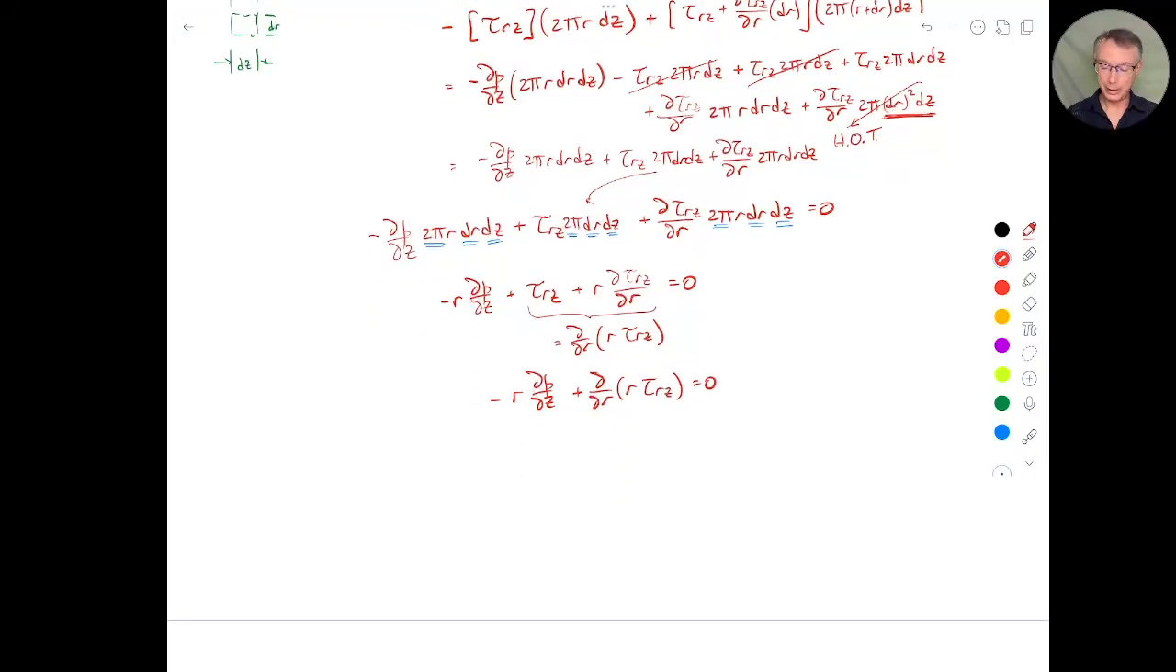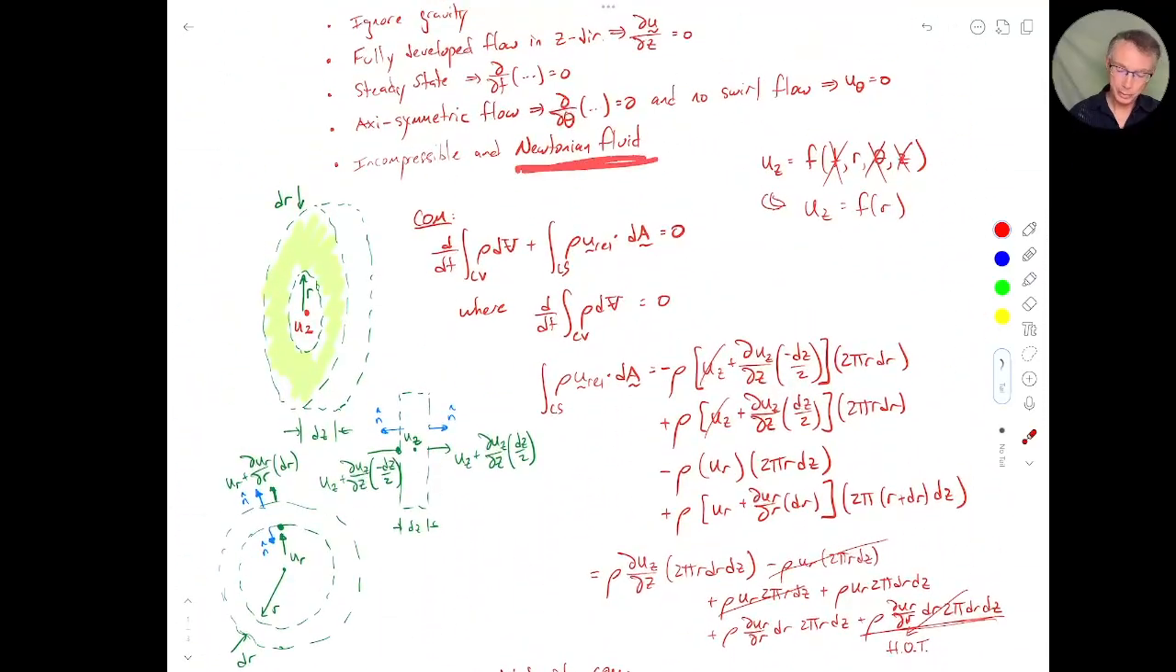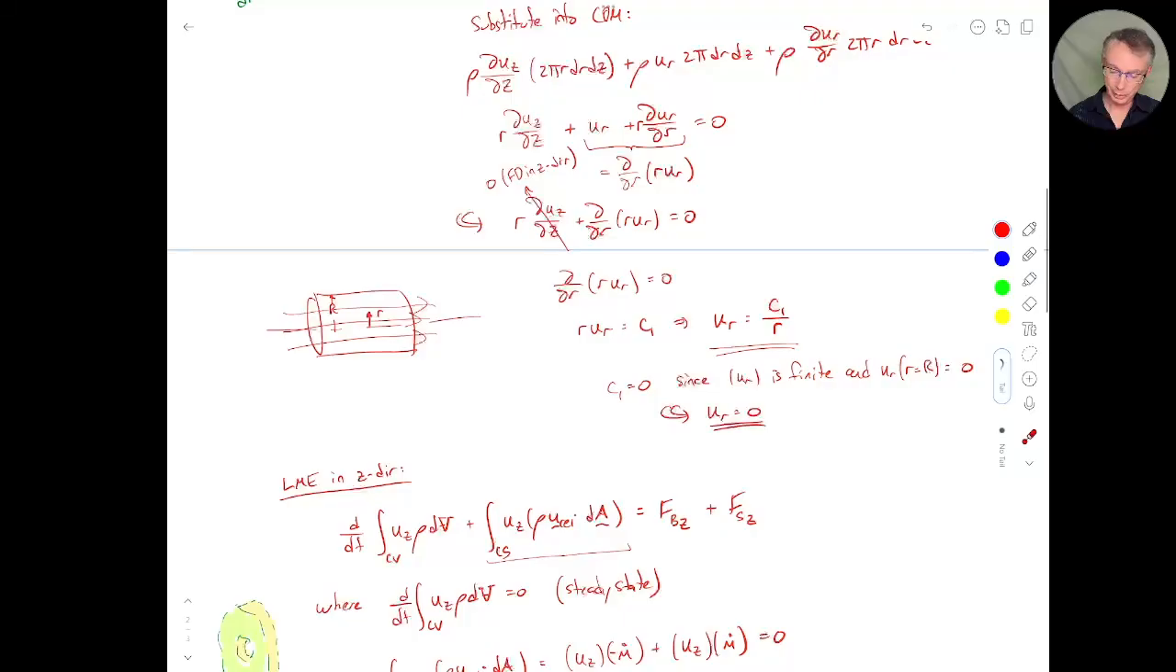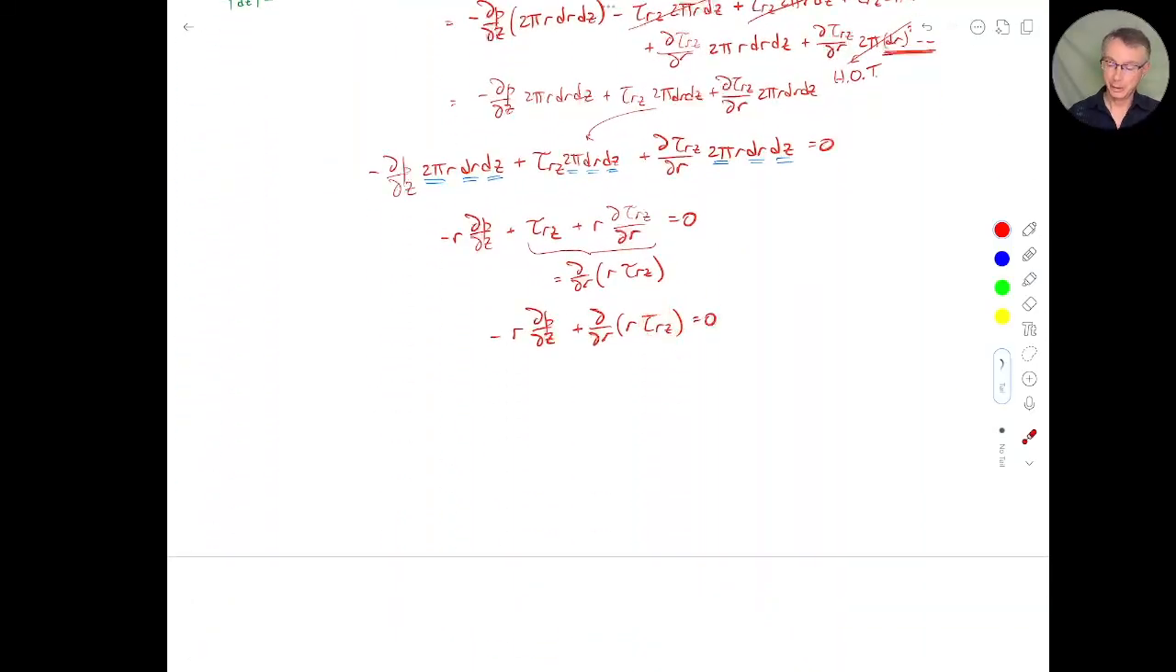Okay, at this point, what I want to do is make use of our Newtonian fluid assumption. At the very start of this, I said my fluid is going to be Newtonian, so it's right up here. That gives me a way to write the shear stress in terms of a velocity. So for a Newtonian fluid, that tau rz stress can be written in the following way.